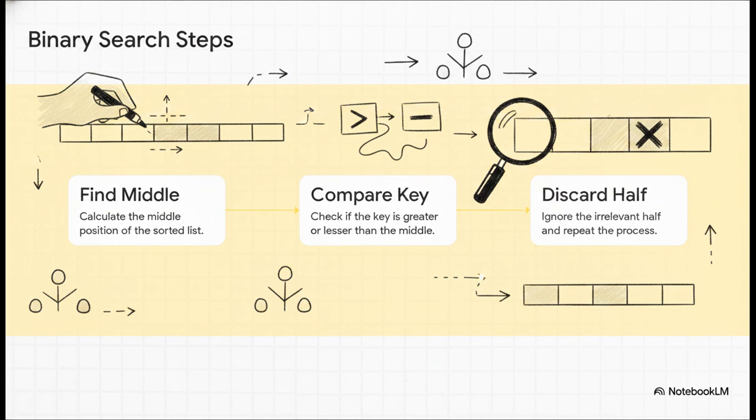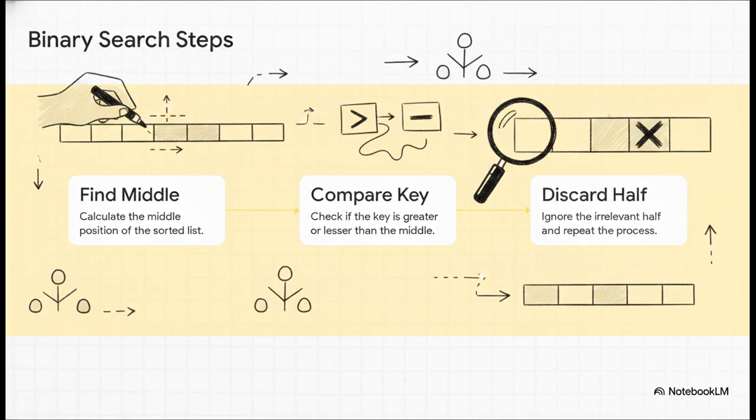First, the computer finds the exact middle position of the sorted list. If the list has an even number of elements, it usually just rounds down. Then, it compares that middle element to the key you're looking for. If your key is greater, well, now we know for a fact the key has to be in the second half. That means we can completely throw away the entire first half of the list.